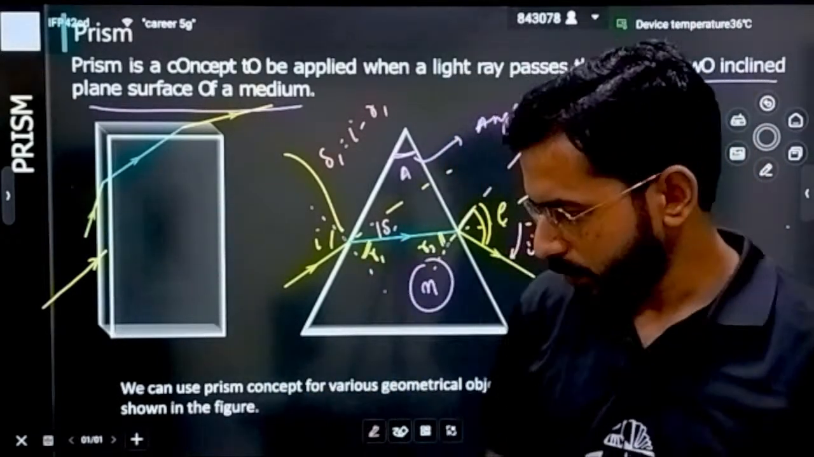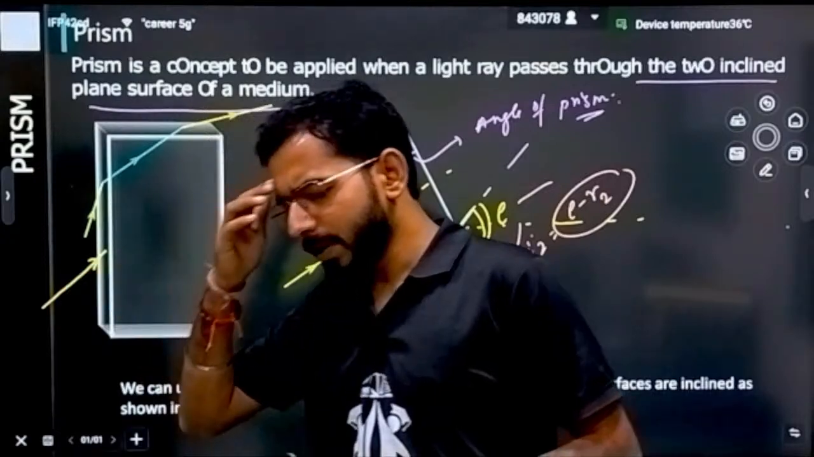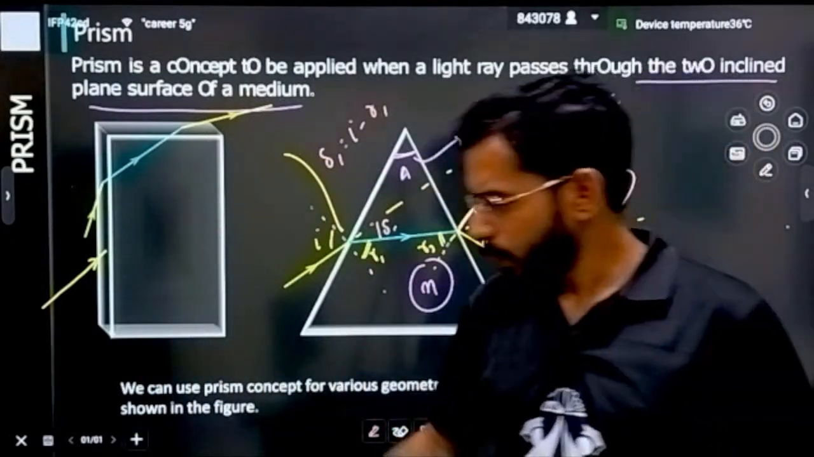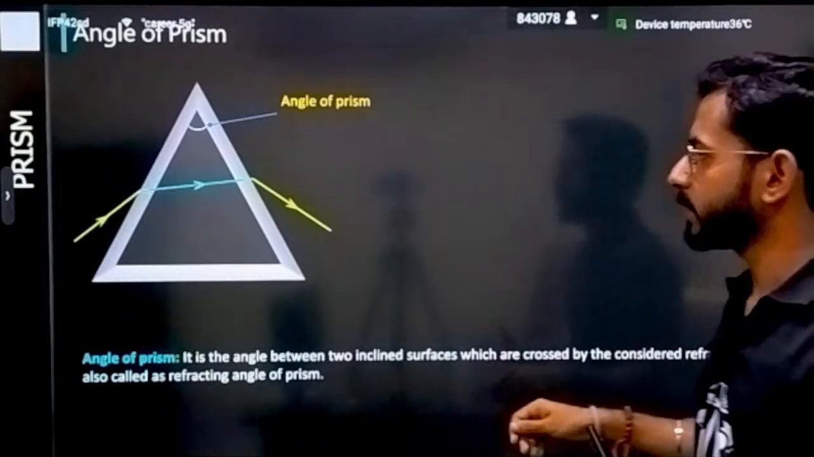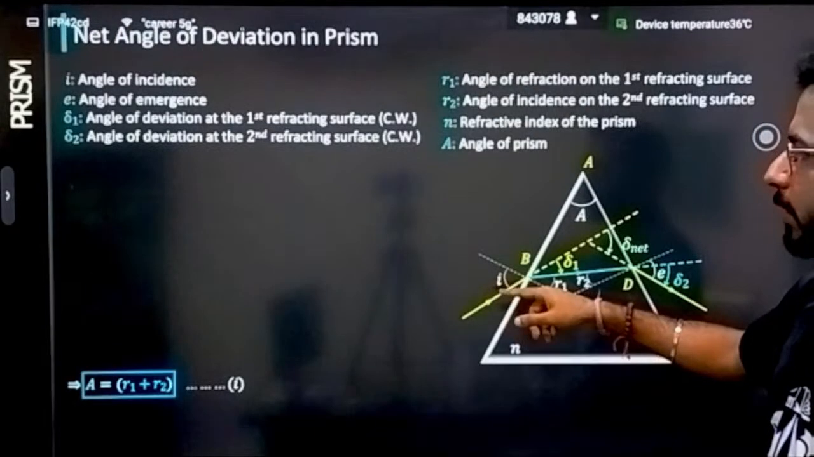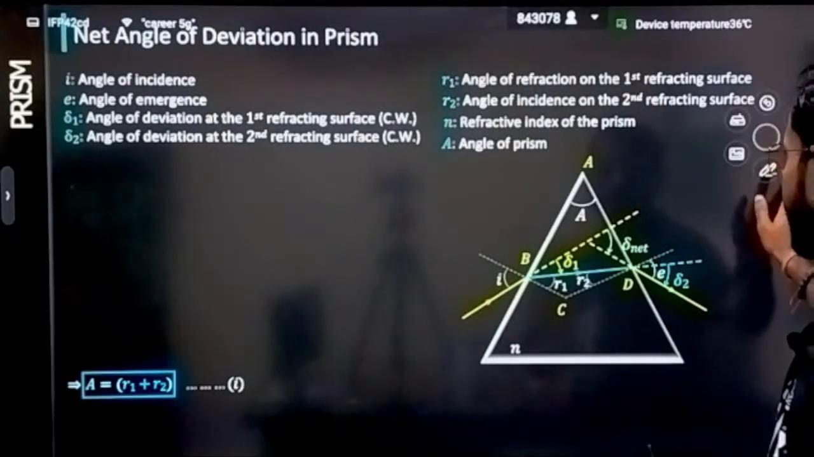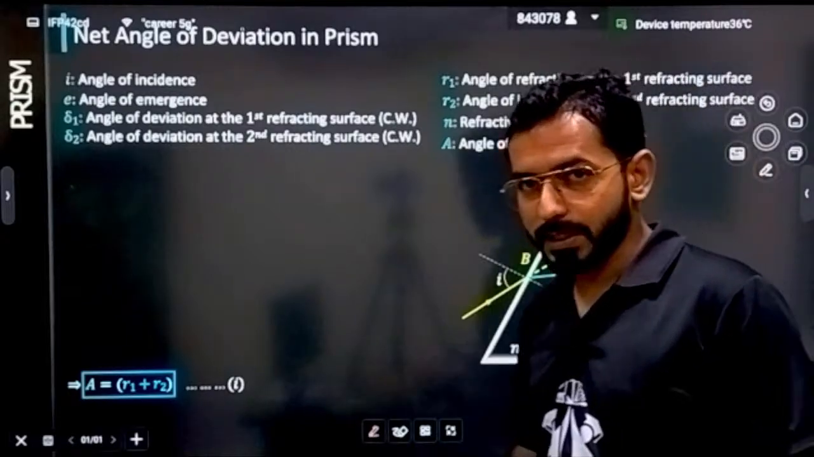Okay, let's prove it also. Some minimum deviation cases will be coming. That is what you have to understand, and all these things will be derived from here only. There is nothing new in the derivation. I have already told you that there will be an angle of prism. Now let's see first how much net deviation.